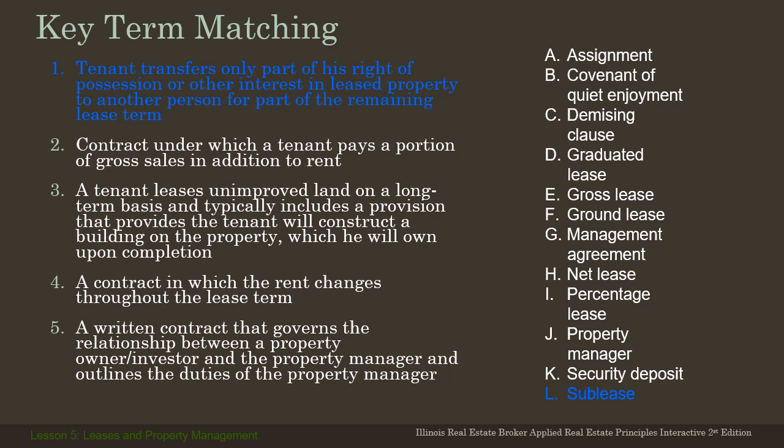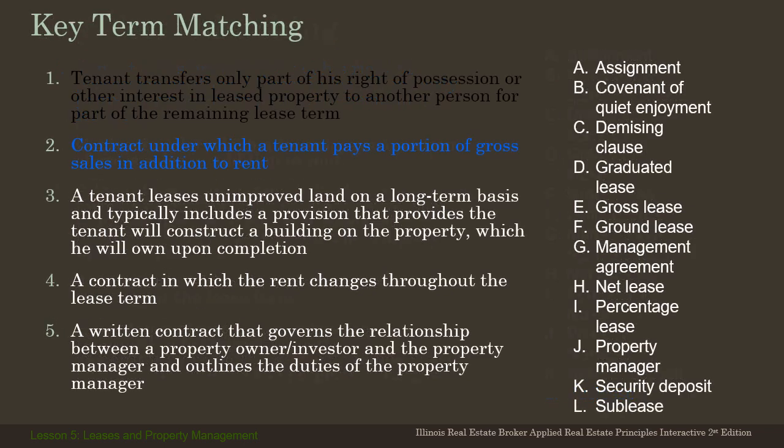Number 2, the contract under which a tenant pays a portion of the gross sales in addition to rent. So these are retail leases, sometimes called percentage leases. This is where the retail tenant pays the shopping center management company a flat fee for a flat rental for their space each month, same amount. But what does change is the percentage that they pay of their gross sales as far as a lease payment.